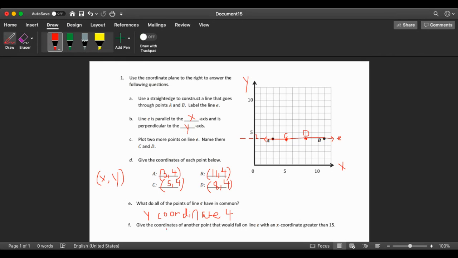All right. Give the coordinates of another point that would fall on line E with an x coordinate greater than 15. Well, we know the y coordinate is going to be 4. It has to be 4 because it needs to fall on this line. So they're asking if it were to extend all the way over here, keep going past 15, what could be another point? So really you could do any number greater than 15. So let's say 15 was all over here, 16 came here, 20 all the way over here. It could be really any x coordinate as long as the y coordinate was 4, it would fall on that line. So I'm going to just say 17. But again, anything greater than 15 could go here.